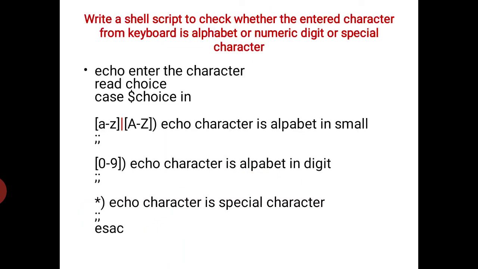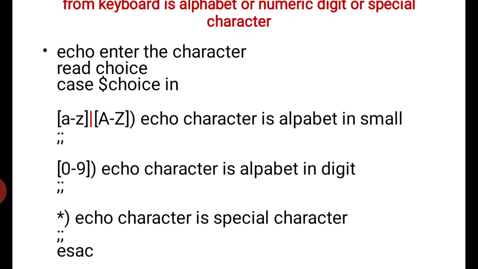Next one is: write a shell script to check whether the entered character from the keyboard is an alphabet, a numeric digit, or a special character. So next is echo enter the character, read the choice. Here we have used the variable choice, case dollar choice in. So here we use a range and also a pattern option.